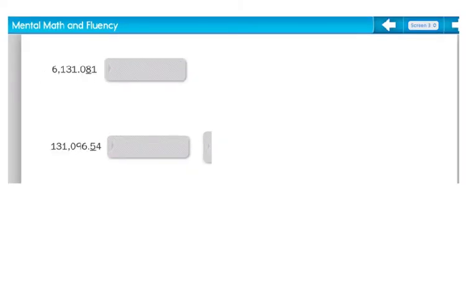And lastly, how would you read number 1? Read it out loud, and number 2. Number 1 would be read 6,131 and 81 thousandths. Say it. What place value is the 8 in? It's in the hundredths.